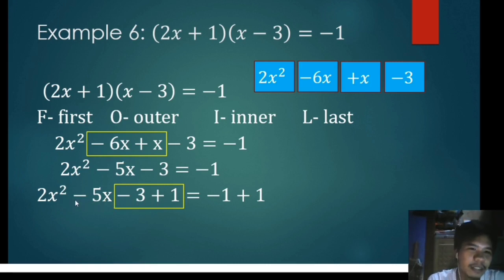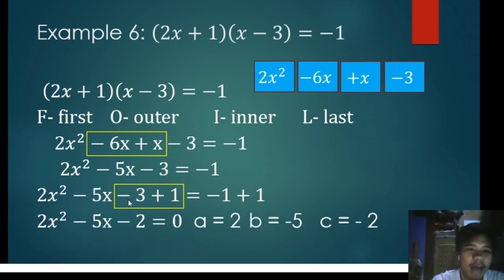So the first thing is you copy the quadratic term and then the linear term. And then you combine the two, negative 3 plus 1. Since we have a like sign, we need to subtract 3 minus 1, which is 2. And then you copy the sign of the larger number, which is negative. So the answer is negative 2.